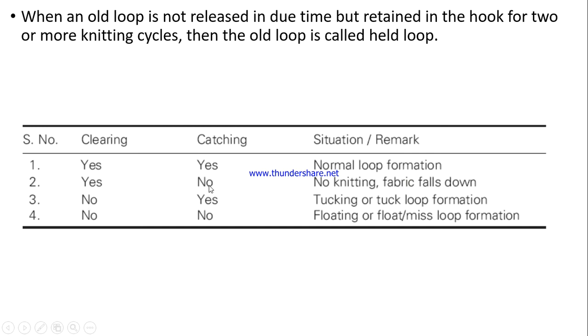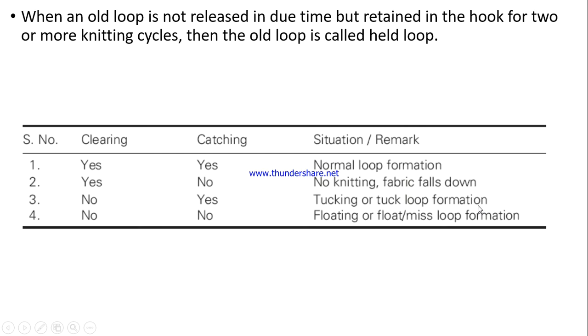Still, sometimes such a type of drop stitch is performed in a few needles in a knitting cycle for design diversification. And I come to the next step. Step 3: when clearing has not been done, that means the thread is there inside the hook, and catching has been done, so new yarn has been fed. In that case, both the old yarn and the new yarn together are used for the casting off or knocking over. So in that case, tuck stitch has been formed.